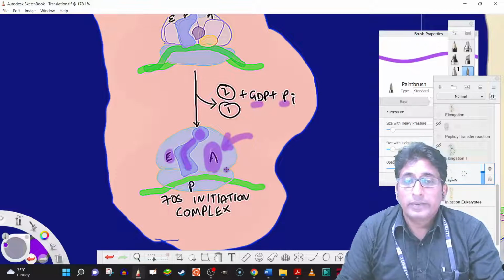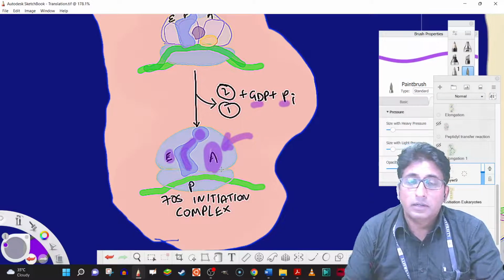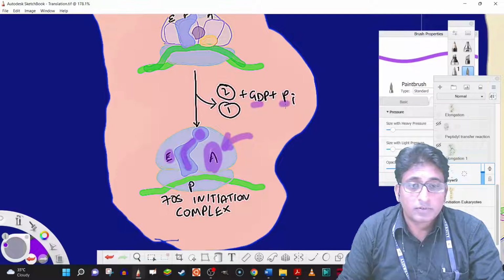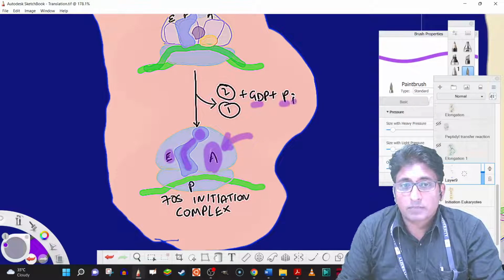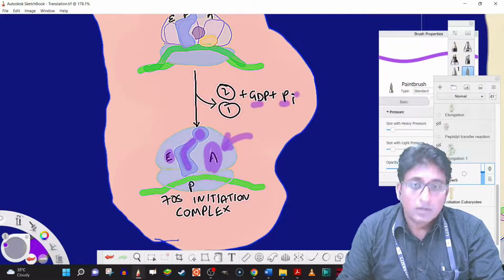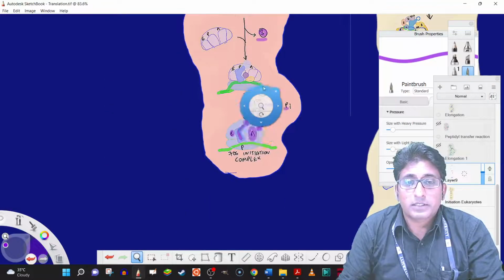And now we have the 70S initiation complex, and it is good to go for elongation, meaning that a new tRNA could come in and then peptidyl transfer and the remaining events of elongation. This is what happens in the prokaryotic initiation complex.